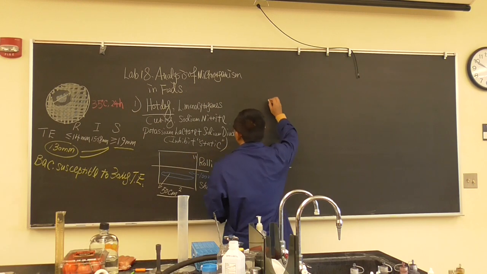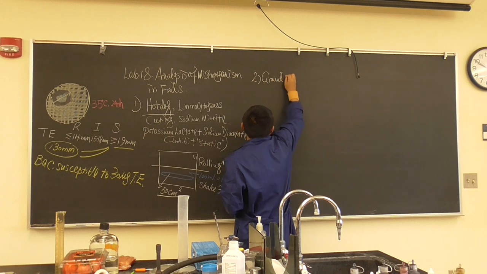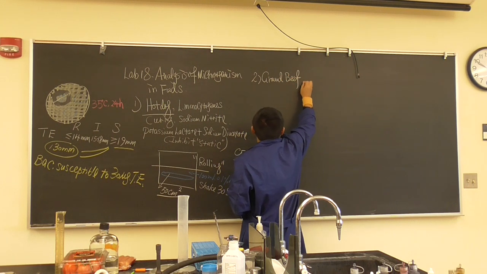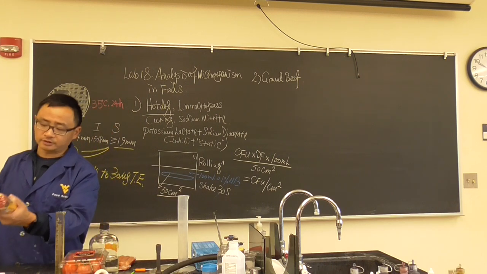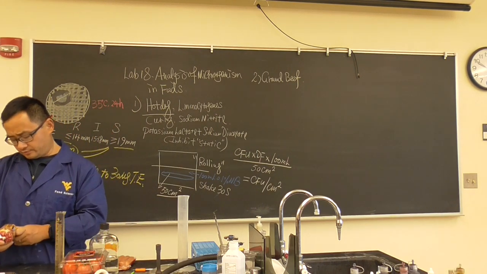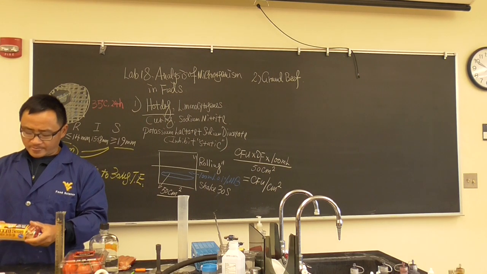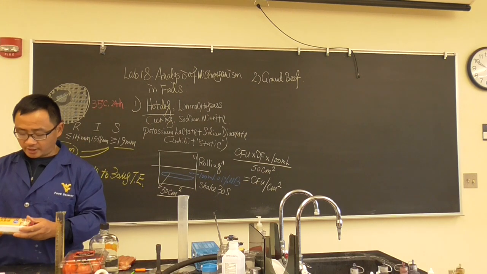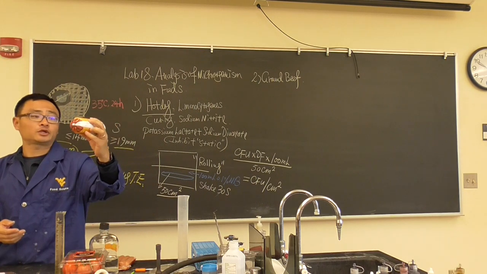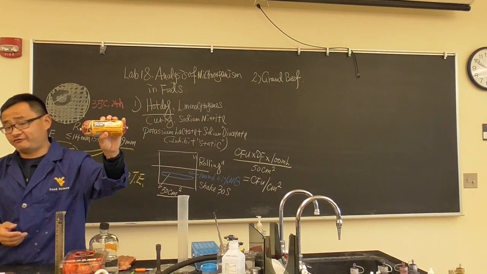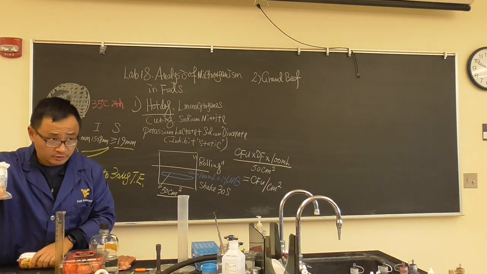The second one, what we're going to do is ground beef. So ground beef, everybody knows, looks like this. It's a ground beef. 100% pure beef, no additives, looks like it is organic, kind of organic, not really. 73% lean and 27% fat. This is actually a high fat product, really high. Hot dog is also a high fat product. So those are not safe.